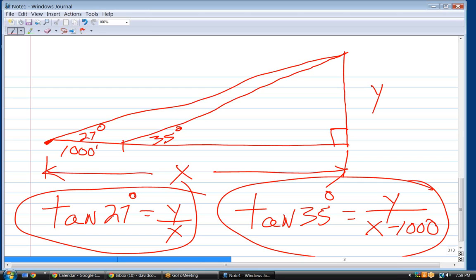In other words, remember the tangent of 27 is just a number. Tangent of 35 is just a number. So if I substitute the appropriate number in here, I'm going to be able to solve this by substitution. Let's take the left side of the equation, multiply both sides by x. Okay. So now I have y fully defined. So over here, in place of y, I'm going to write x tan of 27. Now I have one equation and one variable.